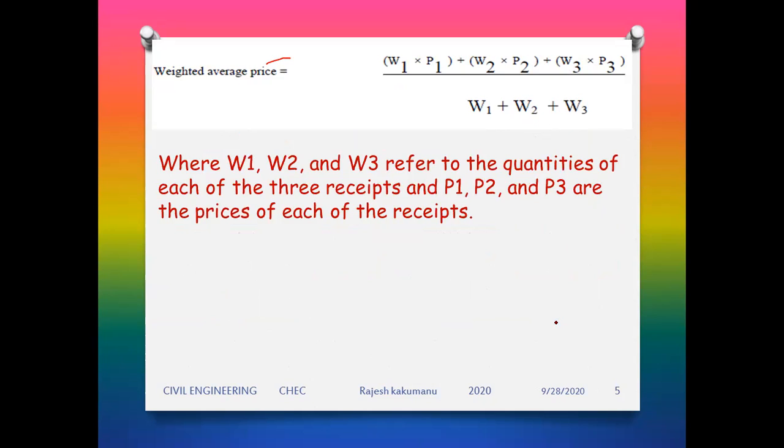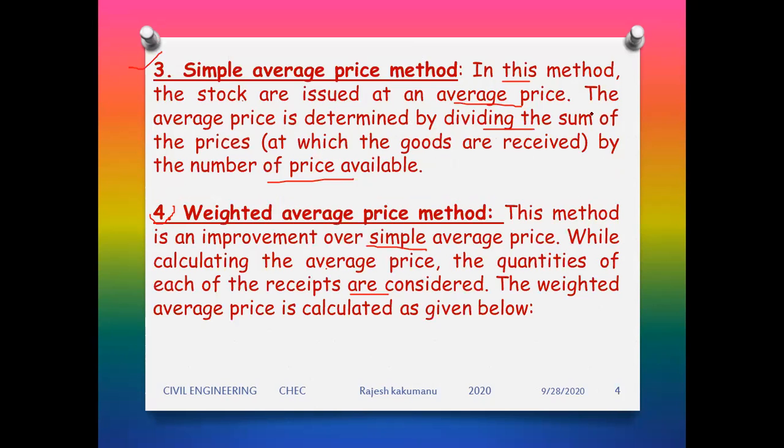Where W1, W2 and W3 refer to the quantities of each of the three receipts. So these are the quantities of the three receipts, and P1, P2, P3 are the prices of each of the receipts. So P1 is the price of W1, P2 is the price of W2, P3 is the price of W3, divided by W1 plus W2 plus W3. So like this you have to calculate the weighted average price.